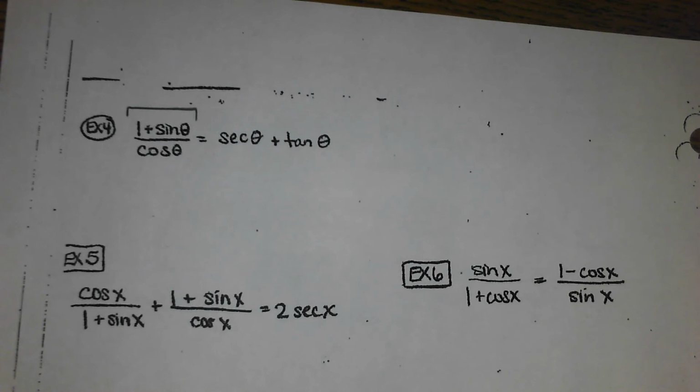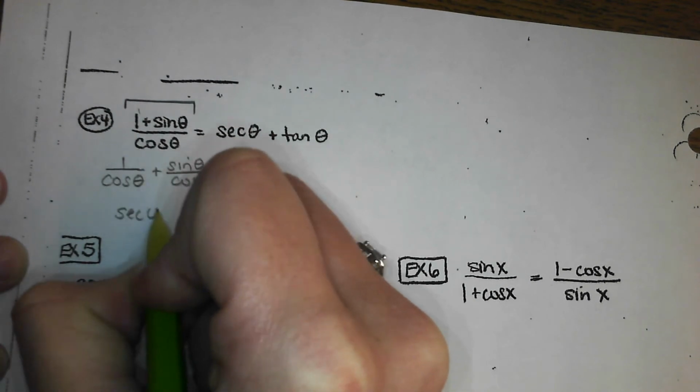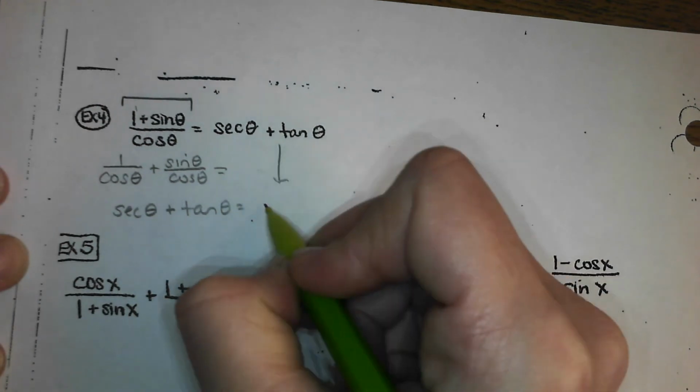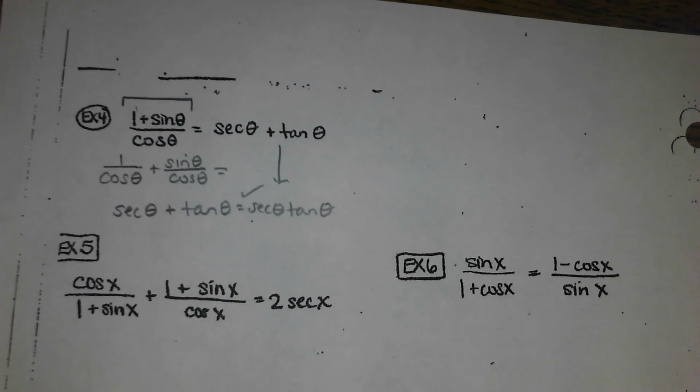Joey, do you know? Right. You have a binomial that's being divided by cosine. So each term can be divided by cosine separately. So 1 over the cosine of theta plus sine theta over the cosine of theta. And if you do that, then 1 over cosine is secant theta, and sine over cosine is tangent theta, and you're done. And that's your properly written proof.